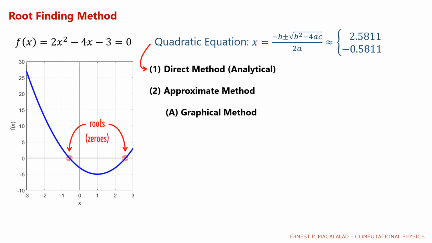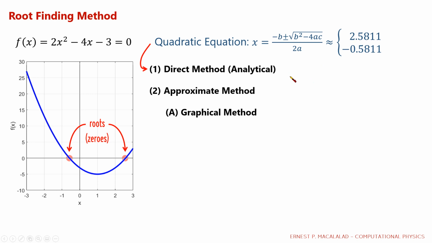Now, the first one is the graphical method. We use the graphical method to roughly estimate the root of your function. So for example, this function 2x squared minus 4x minus 3, when we graph this function, we can see that indeed the two roots are located at around -0.5 and positive 2.5. Those are your estimates, and those are very good estimates when compared to our actual solutions.